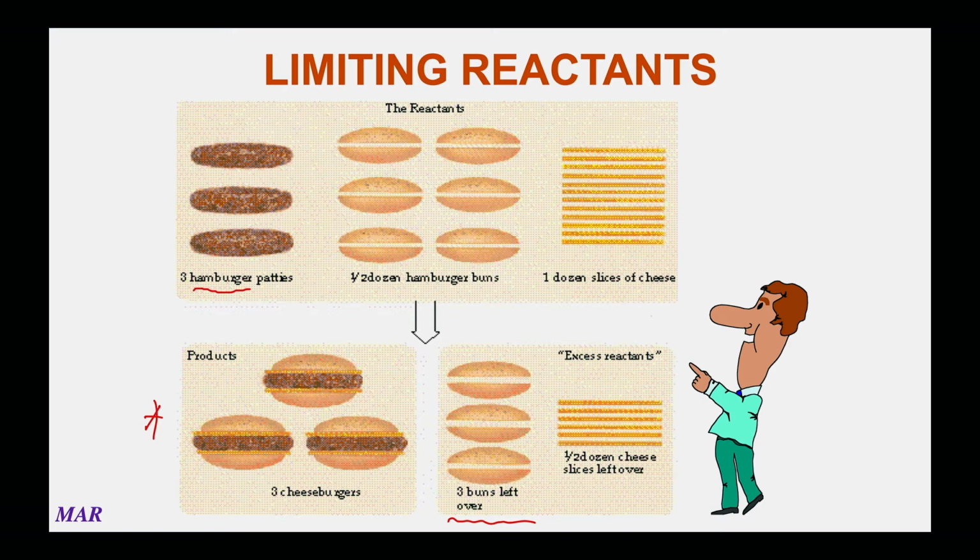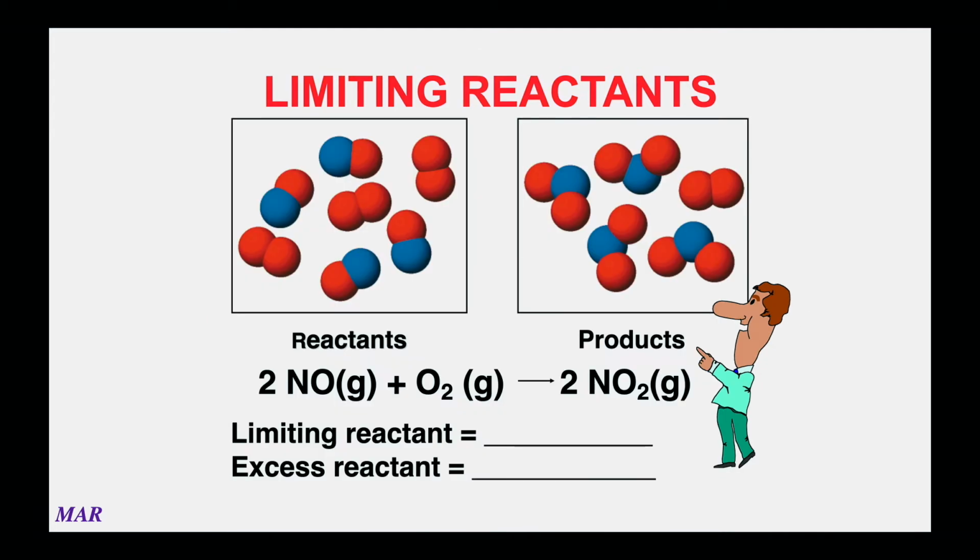So in chemistry, you really want to know what the limiting reactant is. This is a not so exciting version of the limiting reactant in terms of chemistry. I kind of like the other one, makes me hungry. Anyway, this is the reaction between nitrogen monoxide, NO, and oxygen, O2, to make nitrogen dioxide. And if you look at the little boxes, it's like before and after.